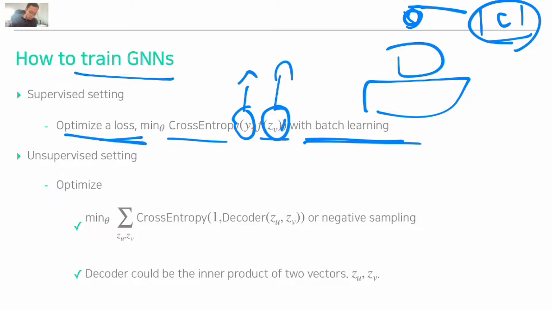So when your graph is heavy, and when you use a large number of nodes, it will be computationally very heavy.